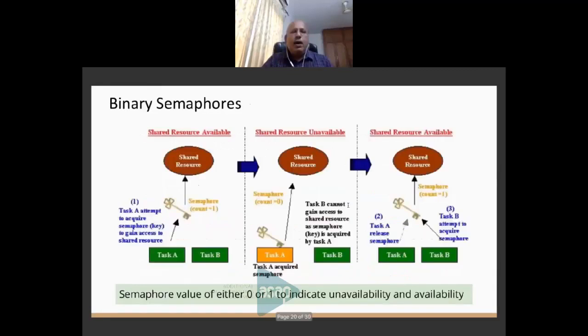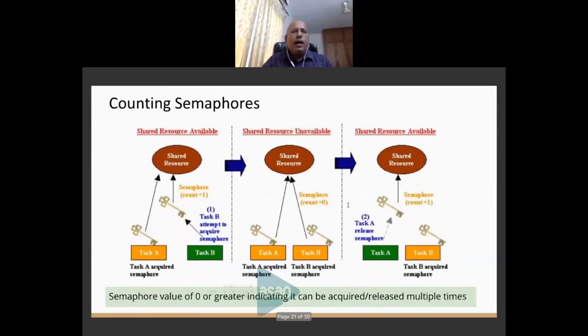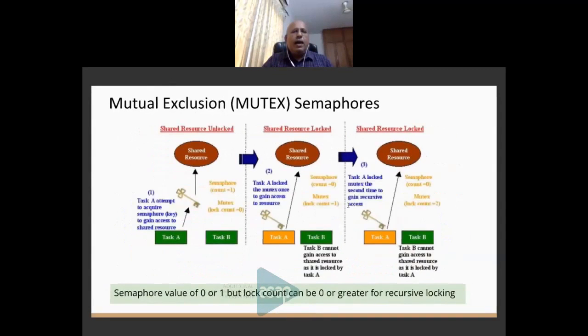So there are binary semaphores, counting semaphores, and mutual exclusion semaphores. These are basically used for sharing resources in an embedded situation. These are good illustrations which you should be able to see.